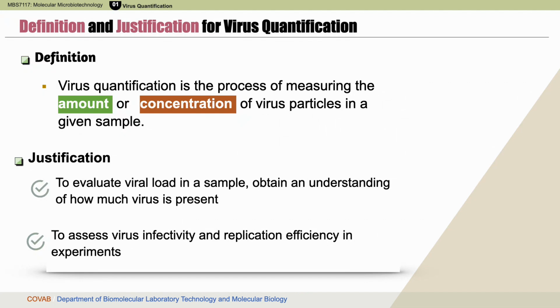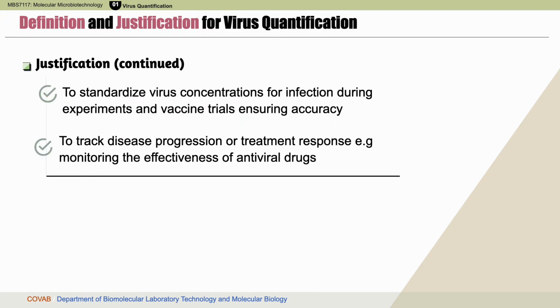Secondly, we want to assess virus infectivity and replication efficiency in experiments. Number 3, still on justifying why we have to quantify viruses, to standardize virus concentrations for infection during experiments and vaccine trials so that we can ensure accuracy. And lastly, to track disease progression or treatment responses, for example, when we are monitoring the effectiveness of antiretroviral drugs.